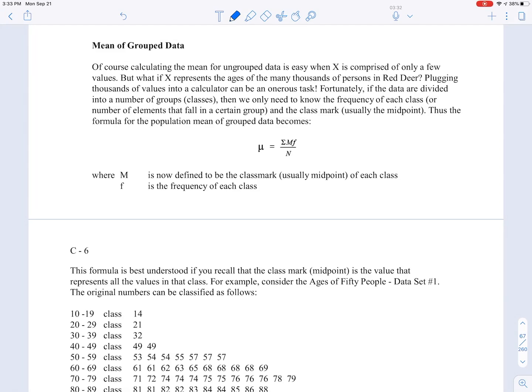Hey class, welcome back, and we're taking a look at the second mini lesson here in Unit C, which is taking a look at the mean of grouped data.